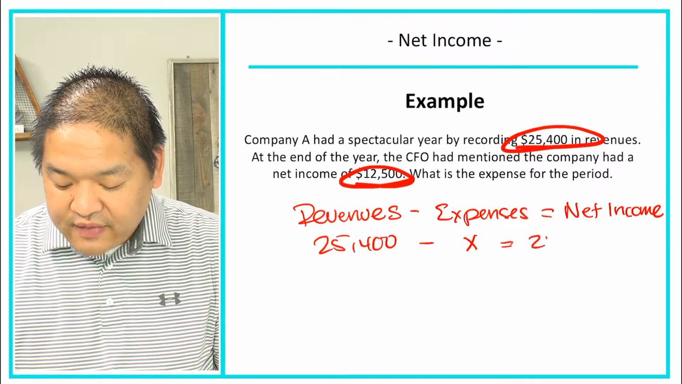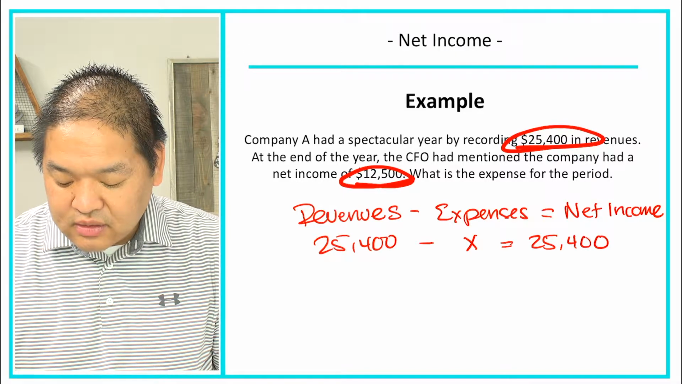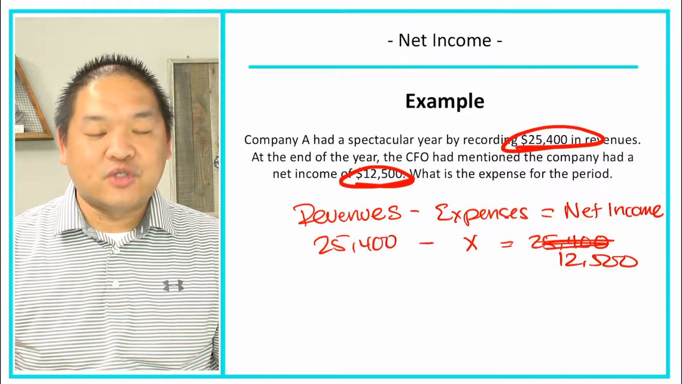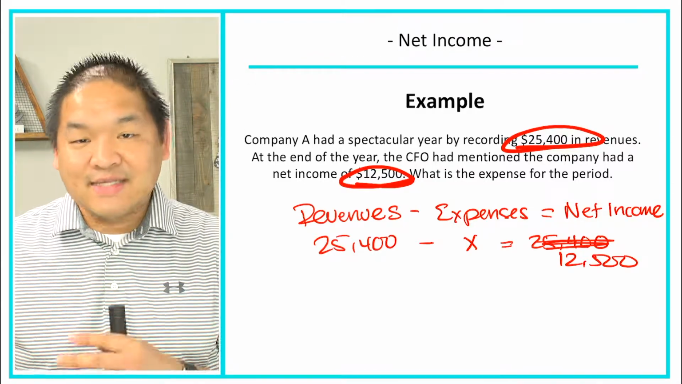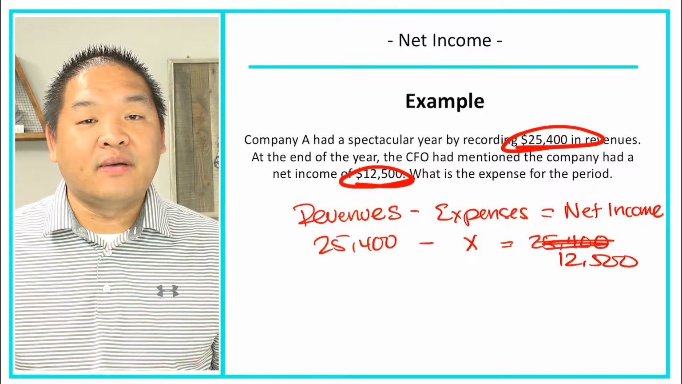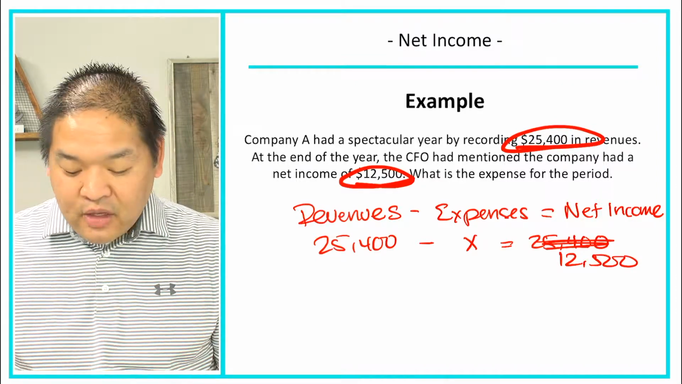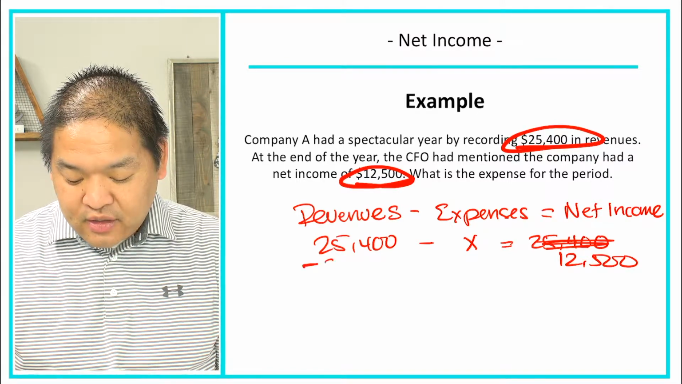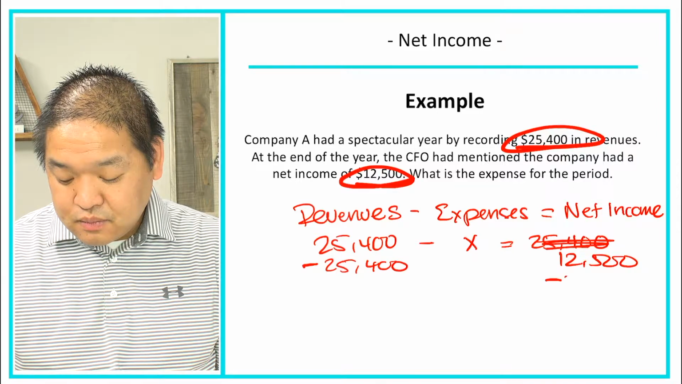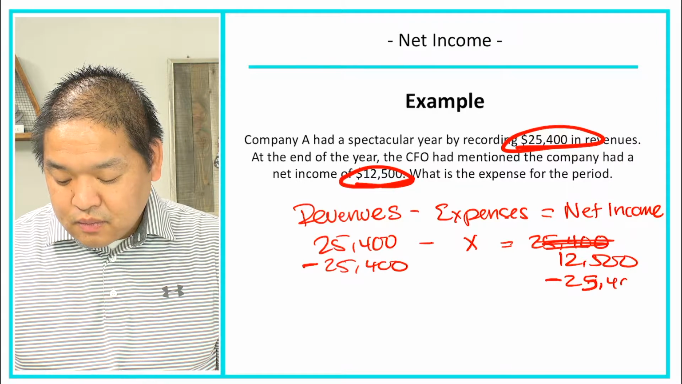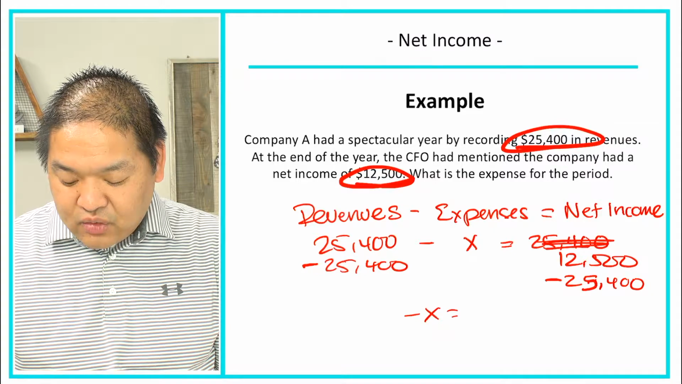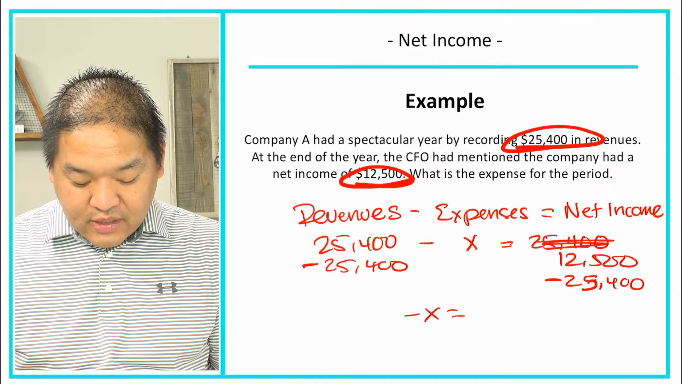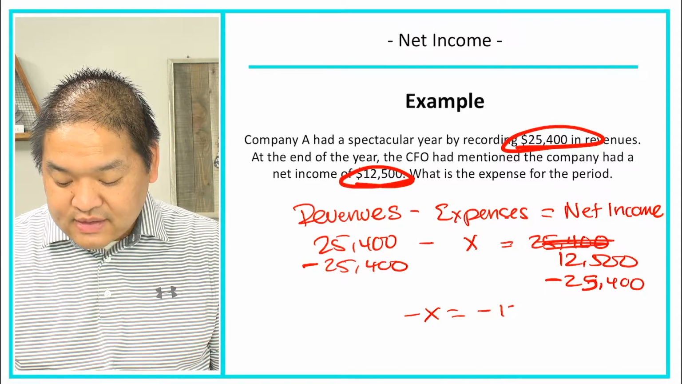Equals $12,500. So we've got 25,400 minus X equals 12,500. Now it becomes an algebraic equation here. So what do we do? We'll subtract the 25,400 from the left side. And then we'll get negative X equals 12,500 minus 25,400, which would give you negative 12,900.